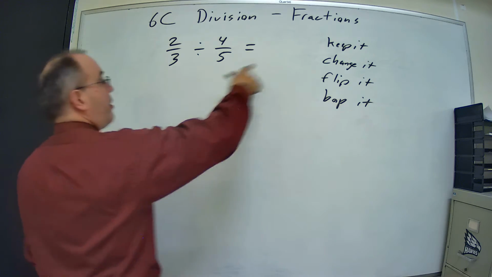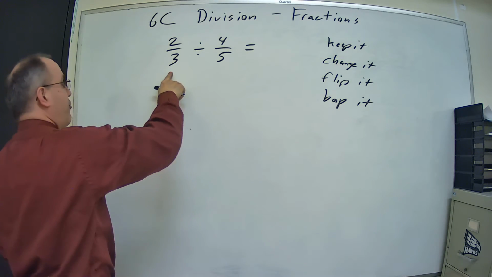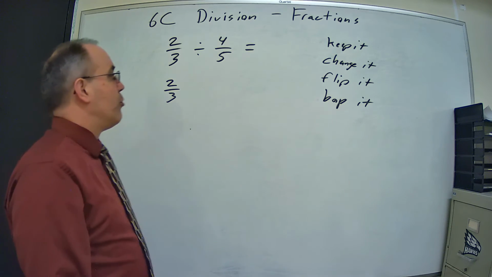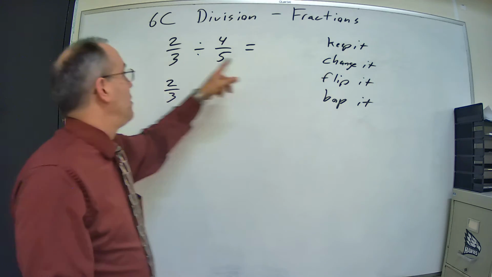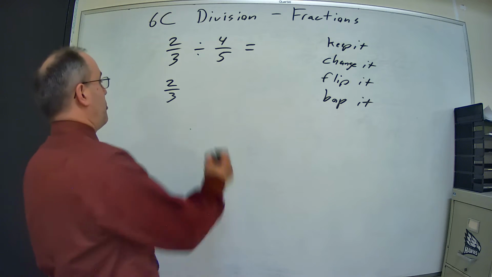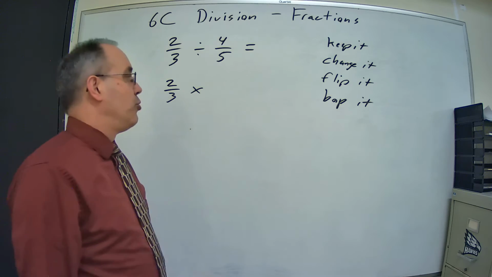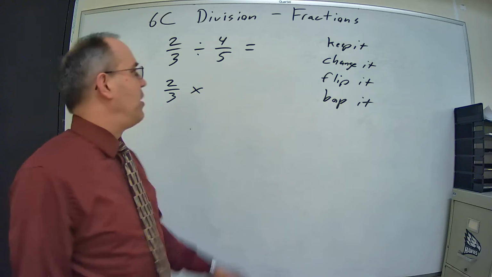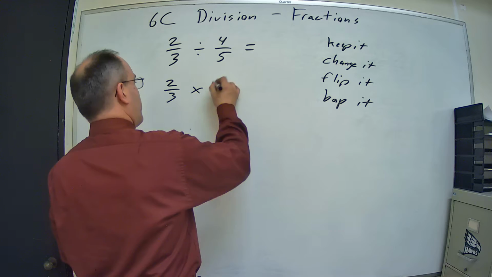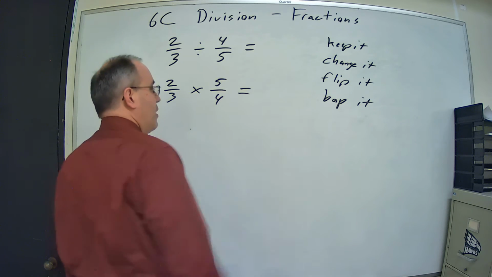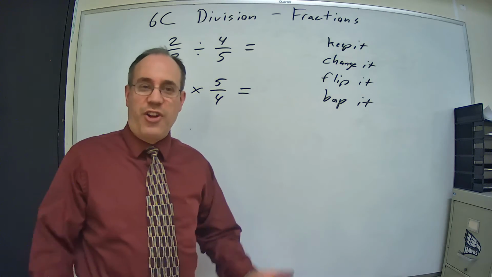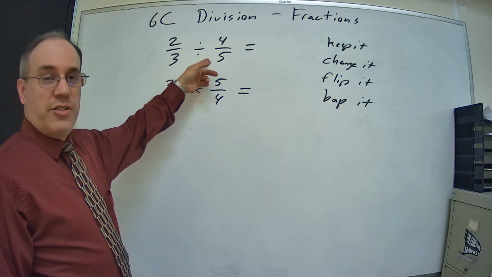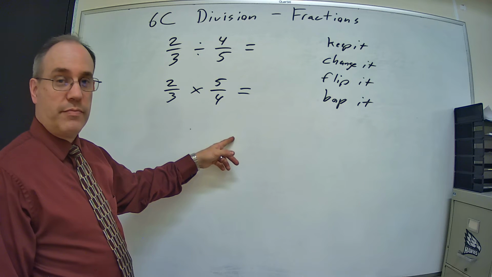We're going to keep the first fraction just as it is. We're going to change the division to multiplication. We're going to flip the second fraction. We're going to take the reciprocal of it. 4/5 is going to become 5/4. And we're going to bop it, or we're going to solve that multiplication. We just turn division into multiplication.